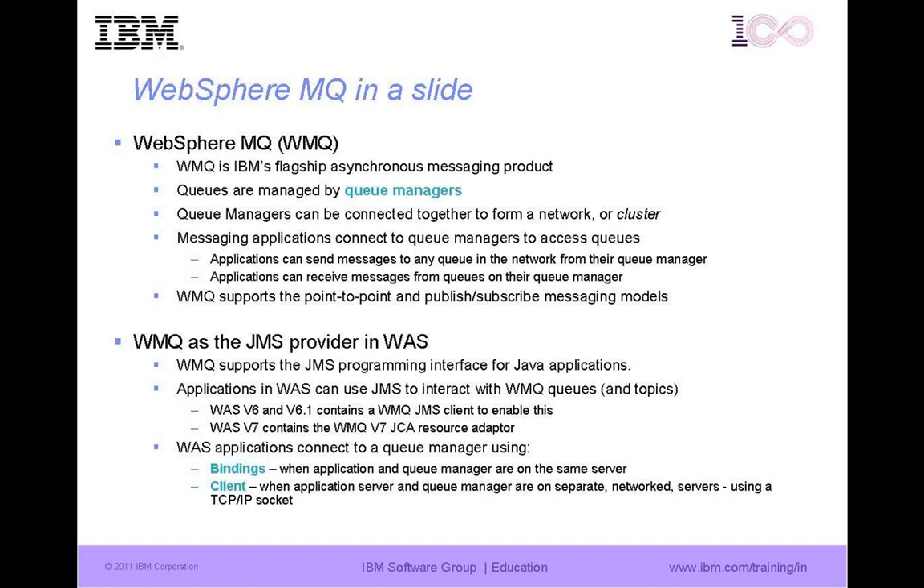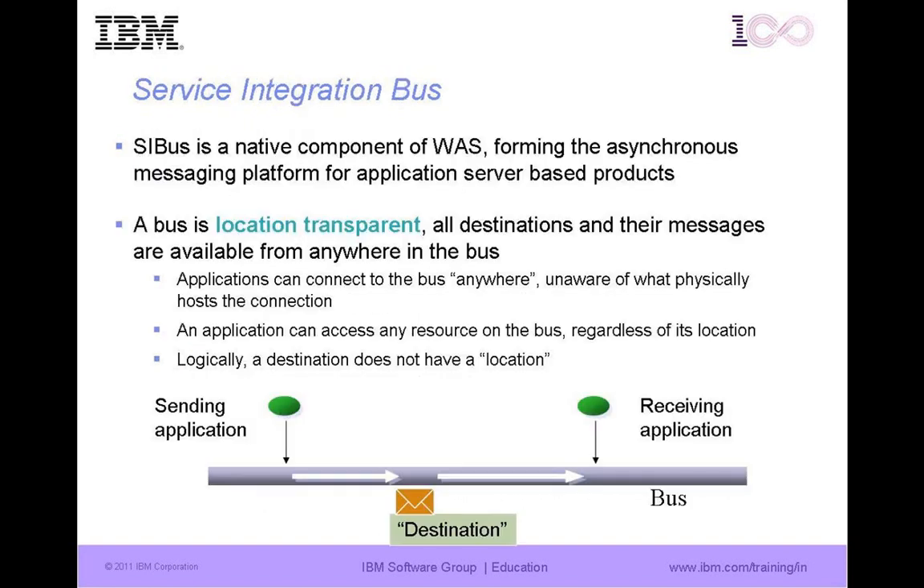From an application server perspective, applications have to use JMS in order to interact with the backend messaging system. And WebSphere MQ provides first-class JMS 1.1 support for Java applications to send and receive messages, either running within the application server environment or running outside the application server environment. So that's the power of WebSphere MQ.